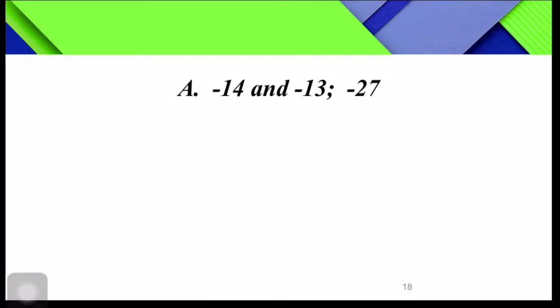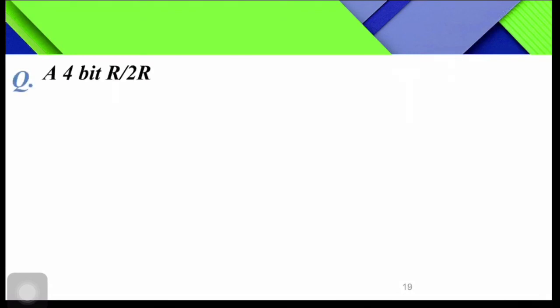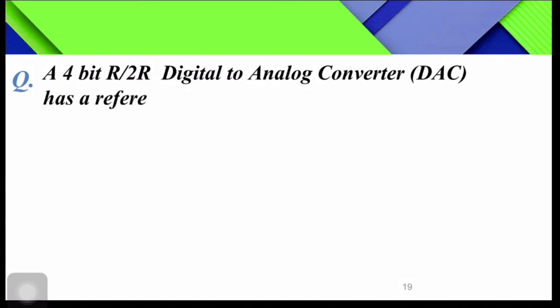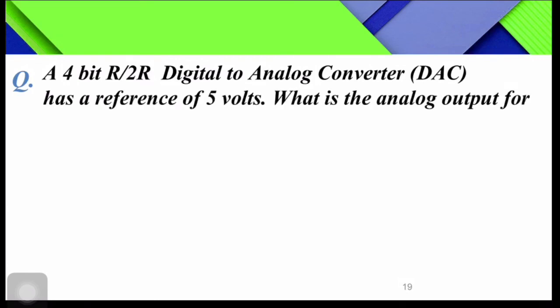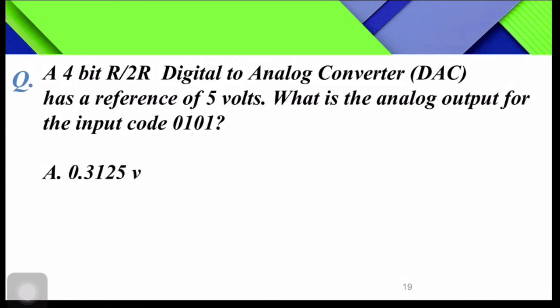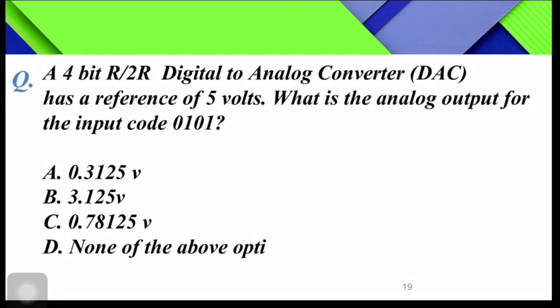Moving forward to second question. A 4-bit R to R digital to analog converter has a reference of 5 volts. What is the analog output for the input code 0101? 4 options are given. Option A, 0.3125 volts. Option B, 3.125 volts. Option C, 0.78125 volts. And option D, none of the above options.